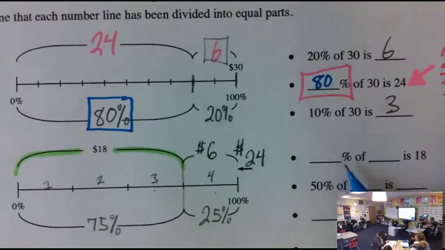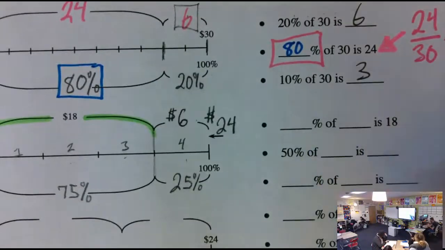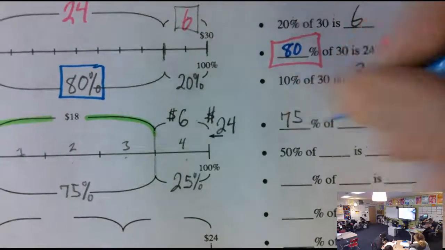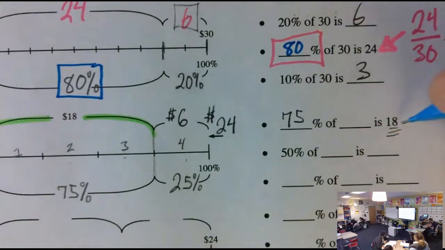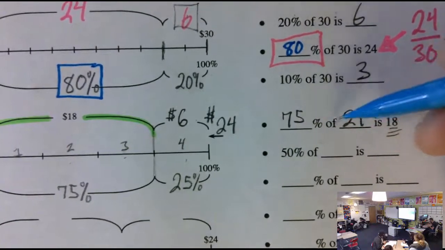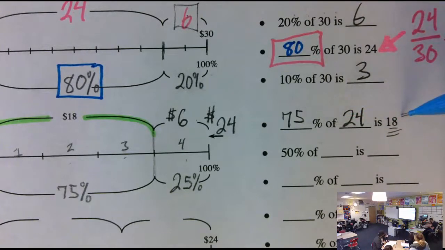And then I can fill these in over here. 75%, because that's the 18, right? Of what? What was our total? 24. So 75% of 24 is 18.